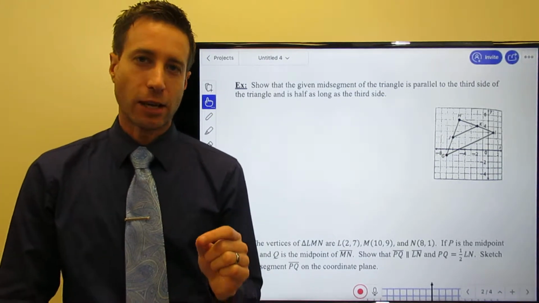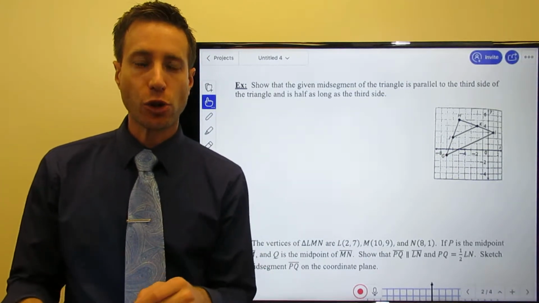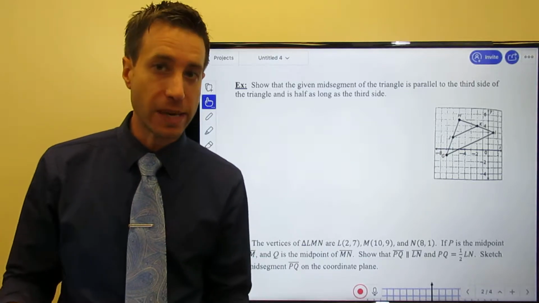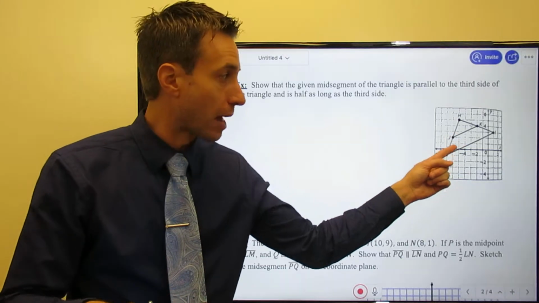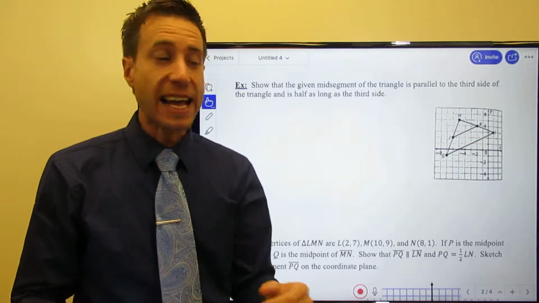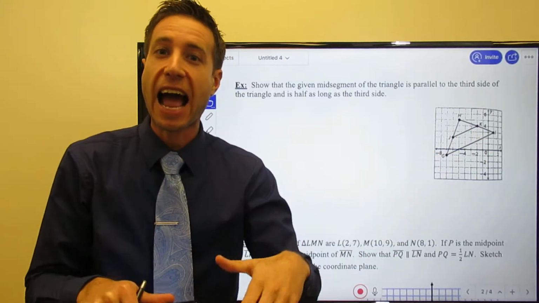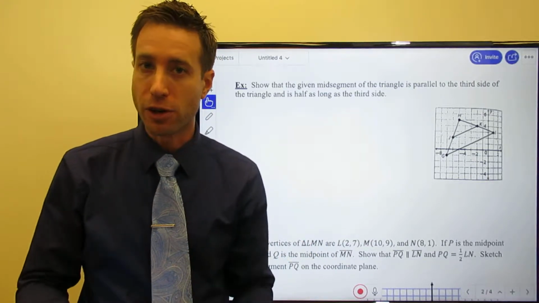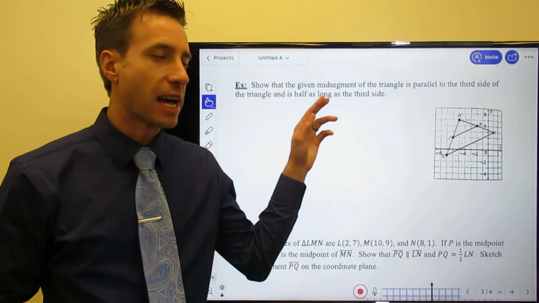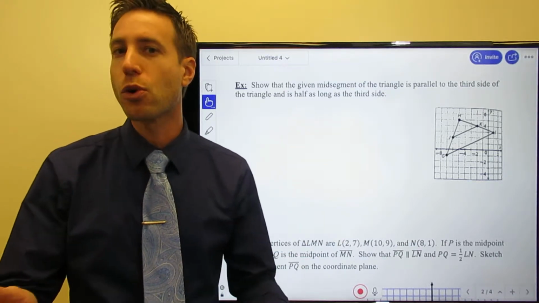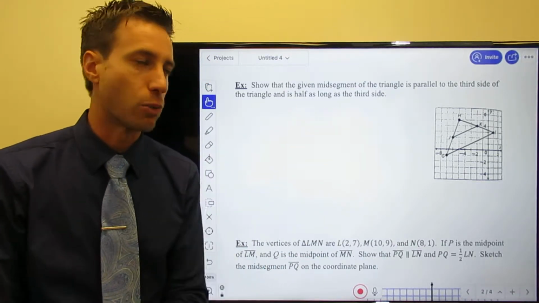What we're going to do is now take all of that information we just learned about the properties of mid-segments, knowing that the mid-segment is parallel to the third side and that the mid-segment is half the length of the third side. So we're going to use those properties to do a couple of problems together. So let's jump right into these and see what we've got.